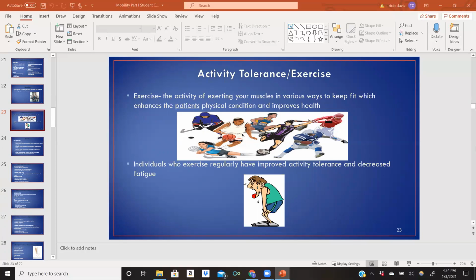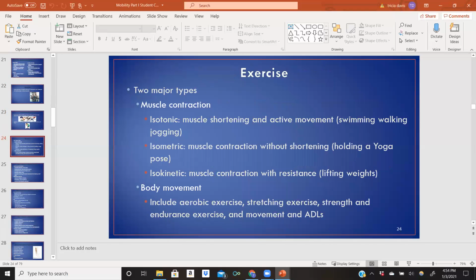There have been study after study after study. We all need exercise. Our heart is a muscle. It needs exercise. We all need to be incorporating exercise into our life on a weekly basis, several times a week. Individuals who exercise regularly have improved activity tolerance and decreased fatigue. It's good for everything. So exercise, two major types.